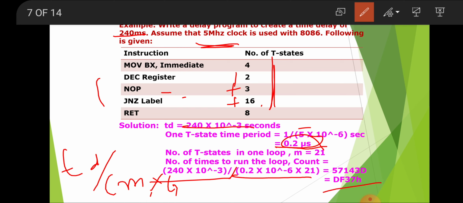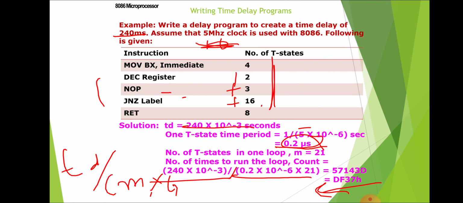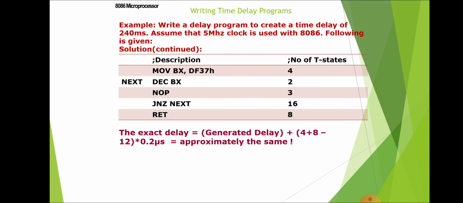The same value. If you increase this t, if you increase this clock frequency, this value will become less. So this is how you can calculate.